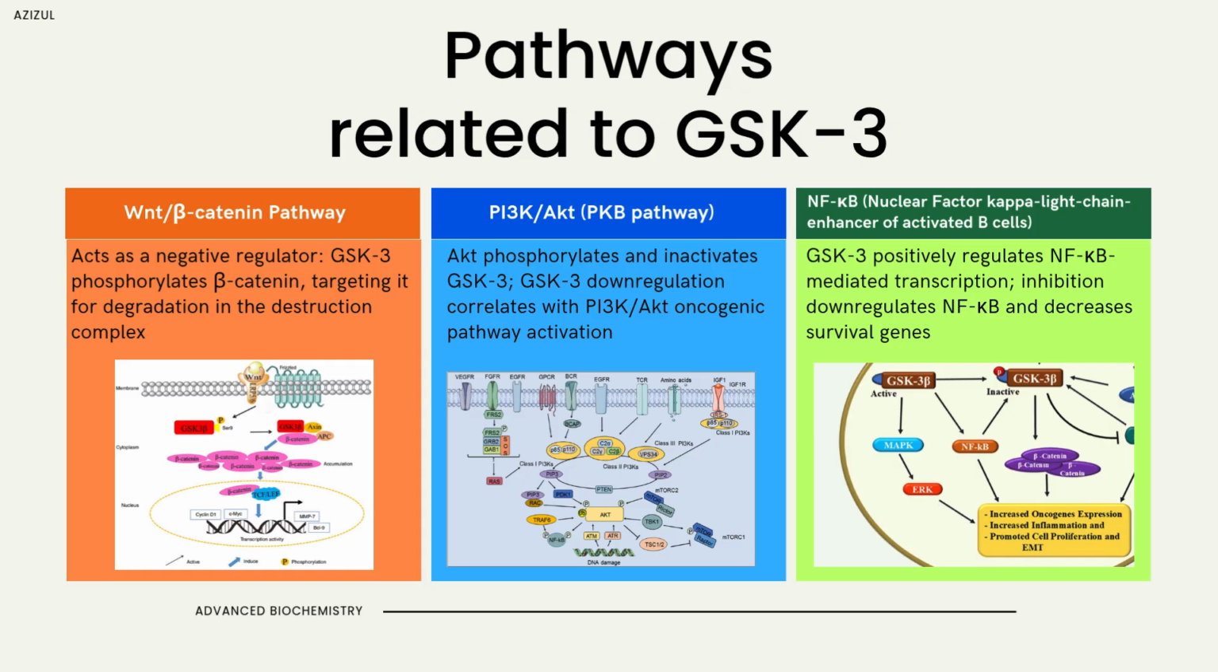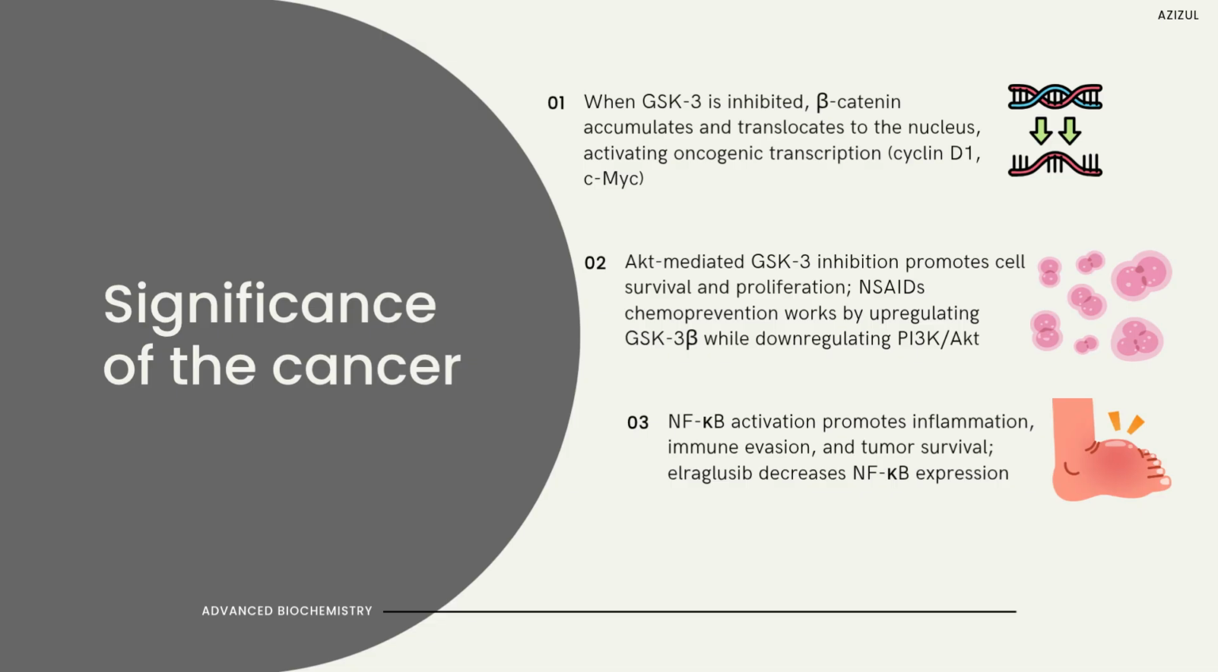Last but not least, we have nuclear factor kappa B and nuclear factor of activated T cells. GSK-3 positively regulates NFKB-mediated transcription; its inhibition downregulates NFKB and decreases survival genes. For GSK-3 significance in cancer, first, when GSK-3 is inhibited, beta-catenin accumulates and translocates to the nucleus, activating oncogenic transcription such as cyclin D1 and CMYC.